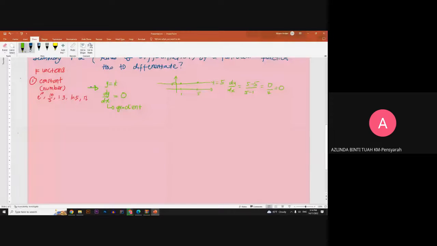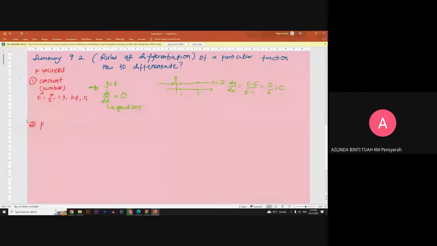Okay, next example. Function yang seterusnya adalah function polynomial. Okay, polynomial start daripada constant actually. Dia in terms of x power of n. Where the n is n power of 0, dia akan jadi constant. N power of 1, dia akan jadi linear. N power of 2, dia akan jadi quadratic. N power of 3, dia akan jadi... penting dia nombor-nombor integer lah.